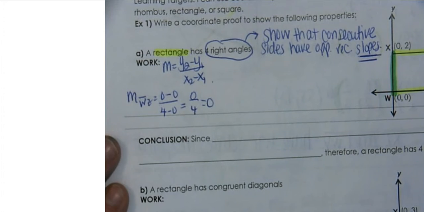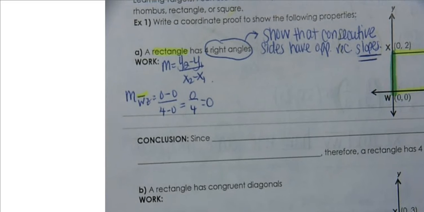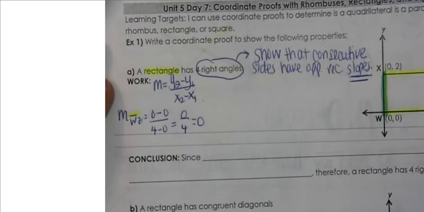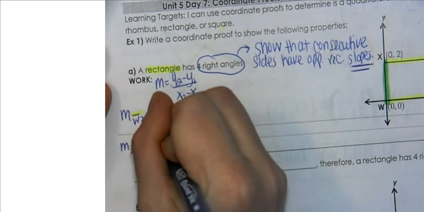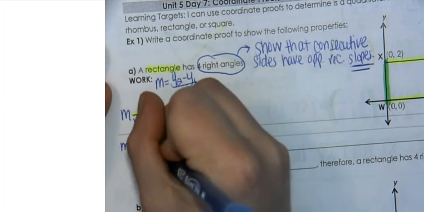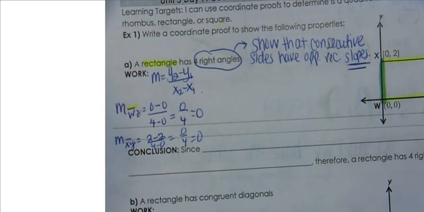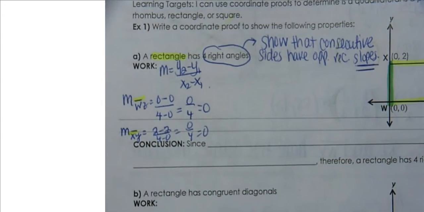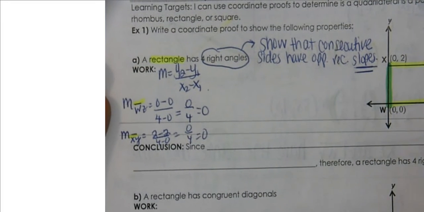Now I'm going to identify the slope of my other yellow side, which is XY. So I'm going to find the slope of XY. That's going to be 2 minus 2 divided by 4 minus 0, which is 0 over 4, and once again, that's 0. What I noticed is that these two opposite sides have the same slope. So now let's go ahead and look at our slope for XW.